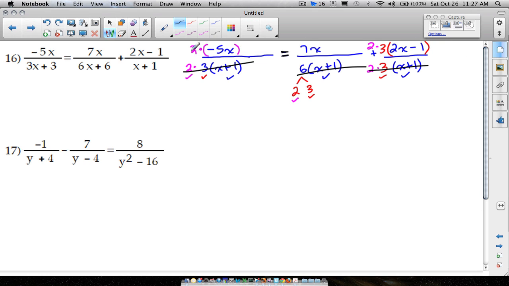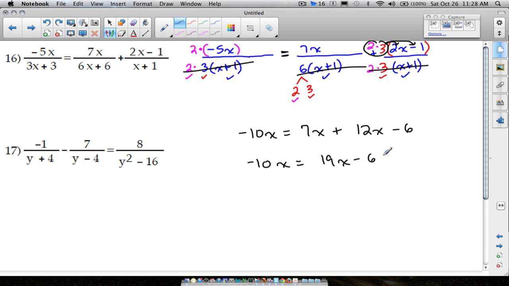So here, when we do this, let's go ahead and do a little bit of multiplication. 2 times negative 5x, that's negative 10x, is equal to 7x plus, let's go ahead and do some scratch work here. 2 times 3, we said that was 6. And then let's distribute that 6 to the 2x. 6 times 2x is 12x. Be careful with your signs here. 6 times a negative 1, that's minus 6. Combining like terms on the right hand side, we have 19x minus 6.